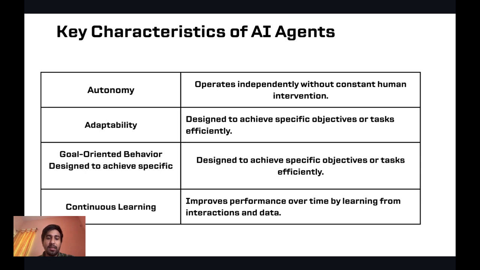So generally the agents will have some objective, and they will try to achieve that objective successfully by taking different decisions and evaluating those decisions, and gradually they will reach their objective. And continuous learning, so it can improve its performance over time by learning from interactions, data and its environment. So it can learn from the environment, the previously done tasks, user queries and user behavior, so they can continuously learn and improve themselves.